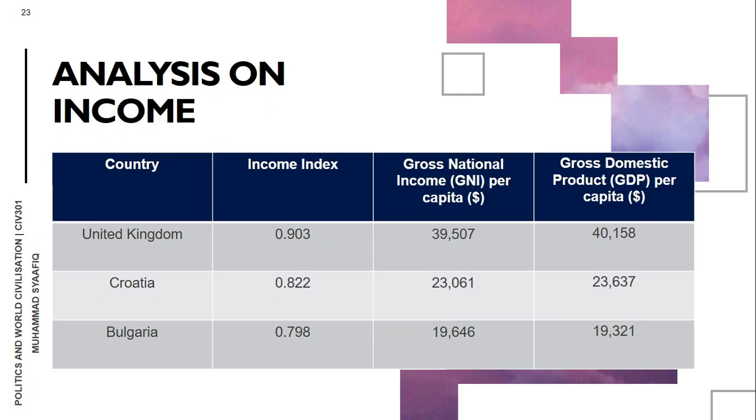So the last analysis is the analysis on income. It shows that the United Kingdom has the highest income index, which is 0.903 compared to Croatia 0.822 and Bulgaria 0.798. This is because the United Kingdom's gross national income per capita and gross domestic product per capita are the highest among the other two countries, Croatia and Bulgaria.